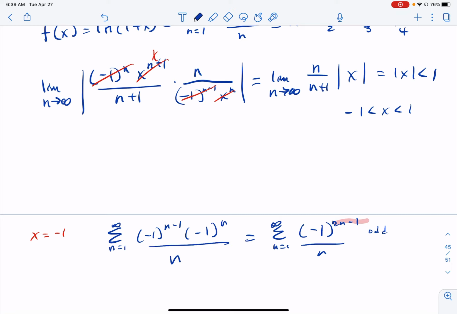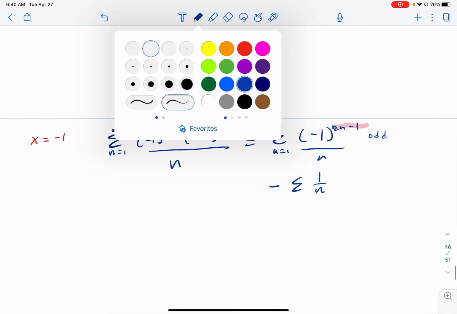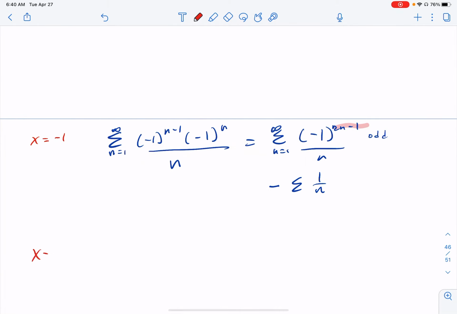So you could think of this as a negative of your series, 1 over n, and that 1 over n is harmonic, which diverges, which means that you just lost that endpoint. We don't have that one. Okay. And then let's try the one over here on the right-hand side. Maybe we get that one.